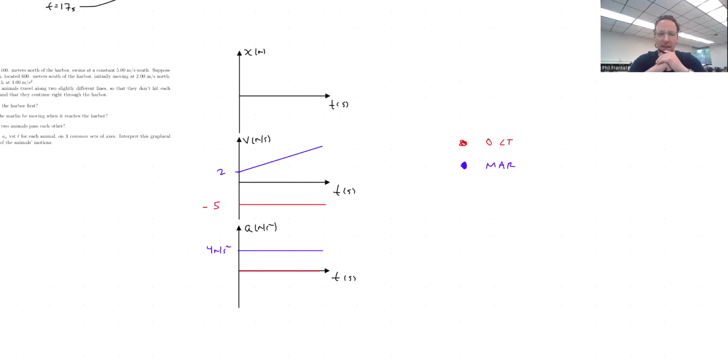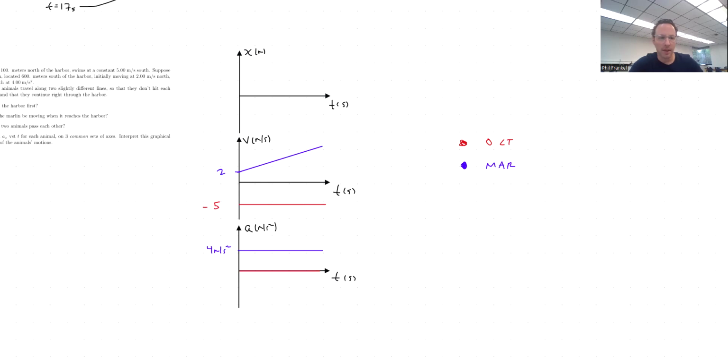So try to appreciate what's happening here. Constant negative velocity for the octopus, and the Marlin's velocity is positive. The Marlin's moving north or to the right, and its velocity is getting larger over time at a constant rate of 4 meters per second, which is the acceleration of the Marlin. All right, finally, the position.